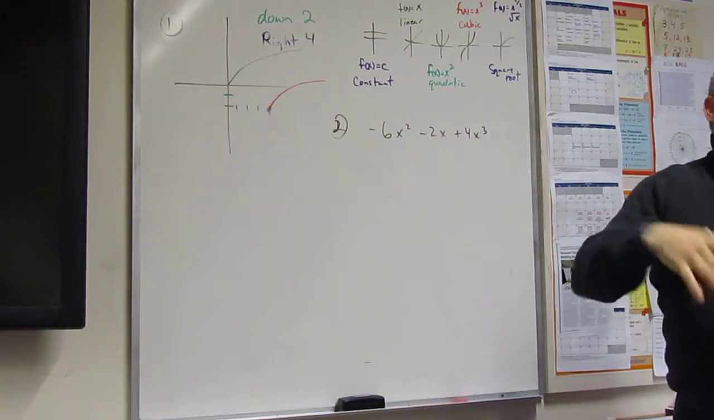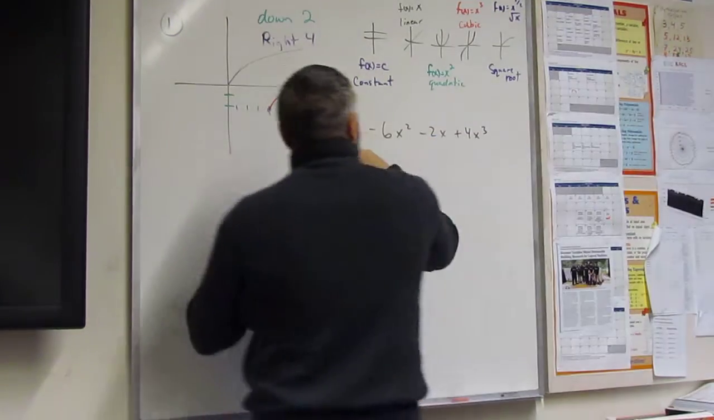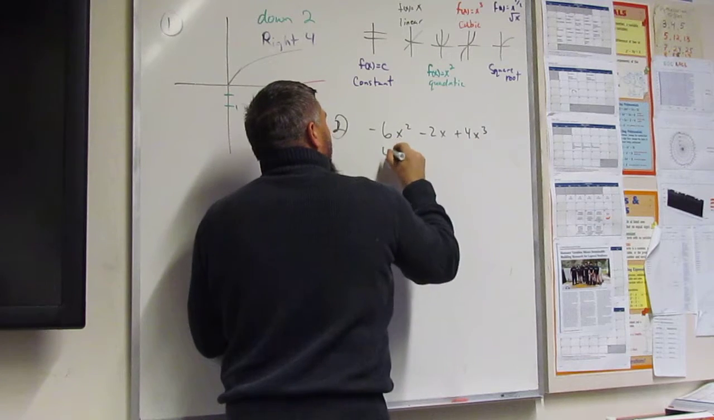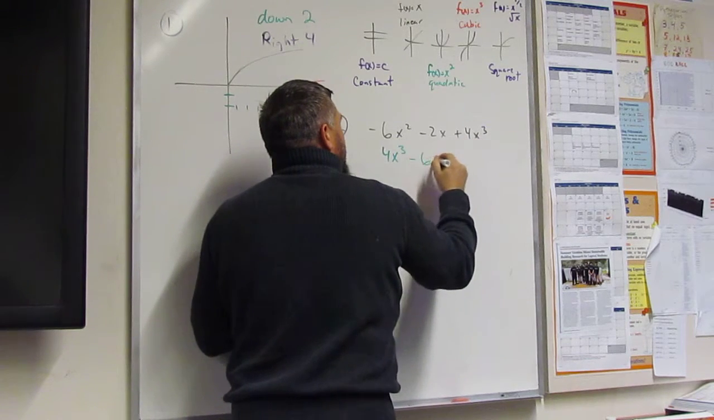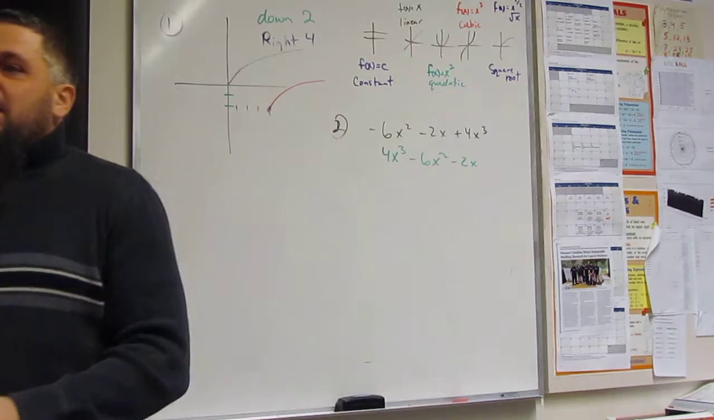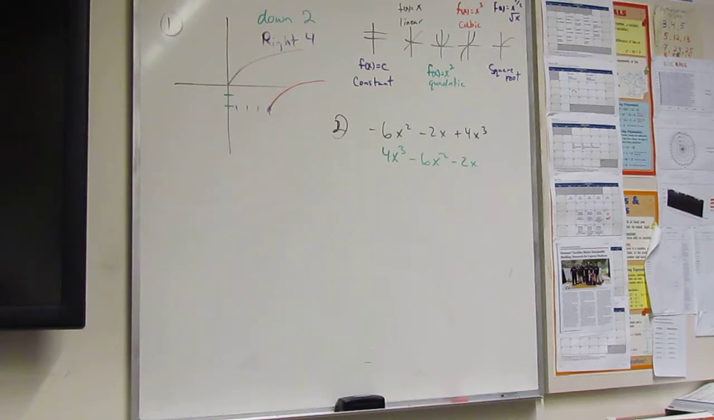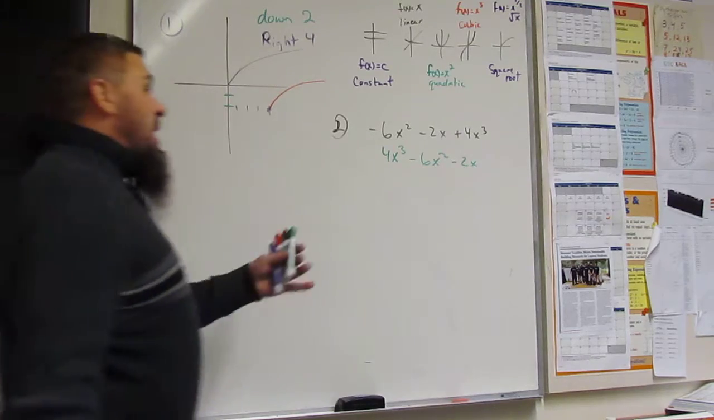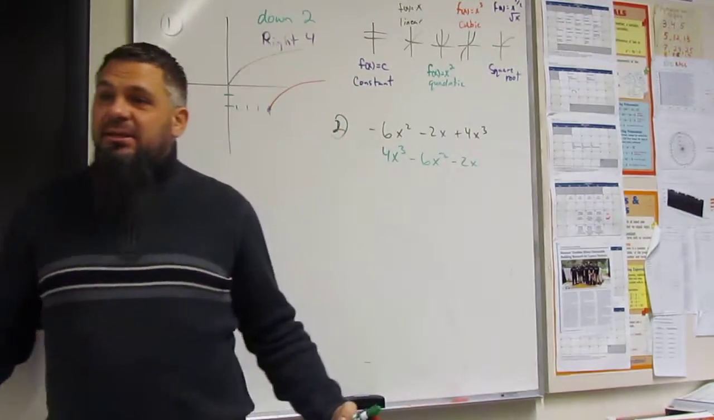But we're playing with you. Because if we organize these in order, 4x to the third minus 6x squared minus 2x. Now it looks a little different, right? The power of this function, or the degree, we're going to learn that actually next chapter. The degree of this function is 3. It's a third degree polynomial. It's actually a trinomial because there's 3 pieces.